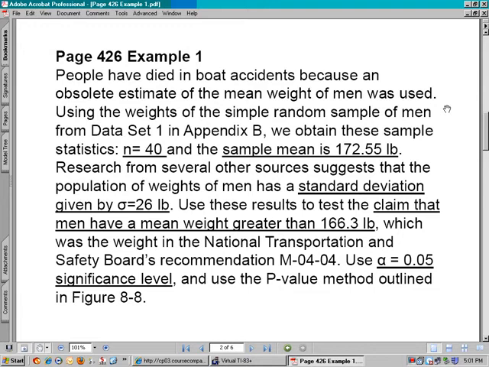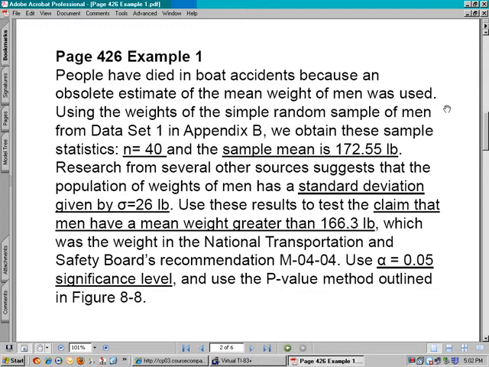Notice it says people have died in boat accidents because an obsolete estimate of the mean weight of men was used. Using the weights of the simple random sample of men from data set 1 in Appendix B, we obtained these sample statistics. So there was a problem with people dying in boating accidents, so they're going to make a claim in a few minutes, and they had to collect a sample to determine if this claim is accurate or not.